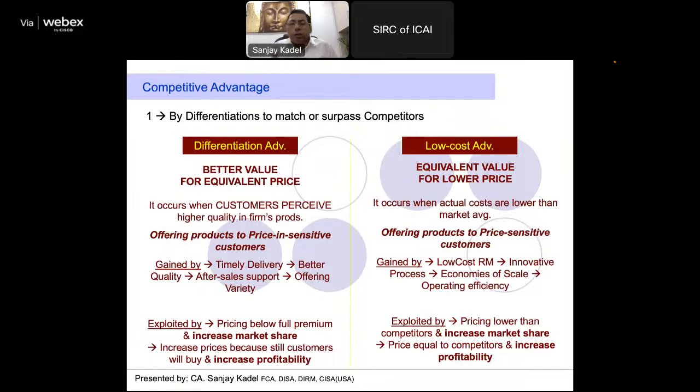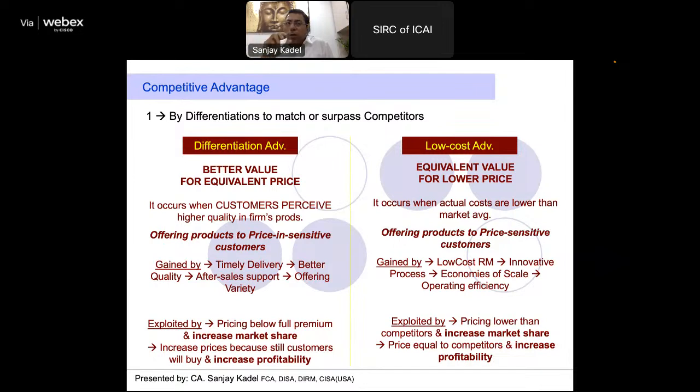If you can create such a differentiation in your products, then you can sell the products at a premium pricing and still the customers will buy it and you can make good profits. So this is called differentiation advantage. Now compare this with low cost advantage. What is the meaning of low cost advantage? If you are able to offer equivalent value at a lower price, then you are said to be following the low cost advantage approach. In this approach, the condition is the customers should be price sensitive customers.